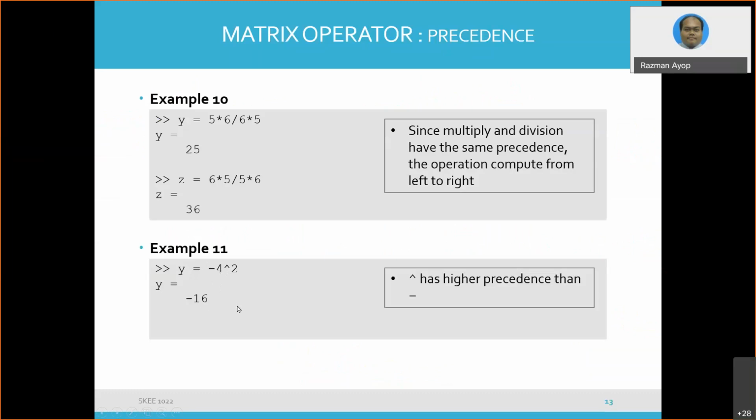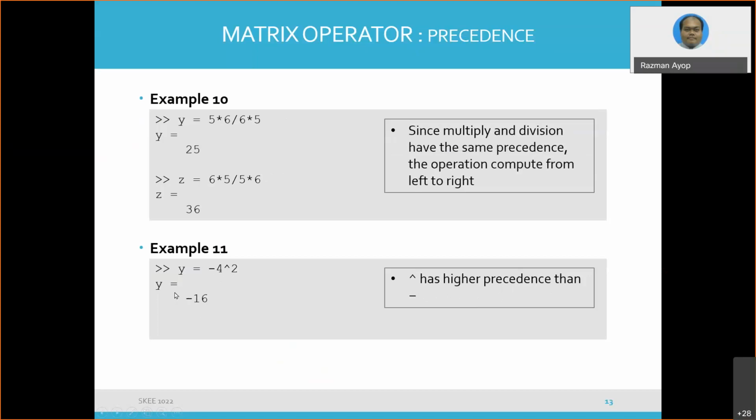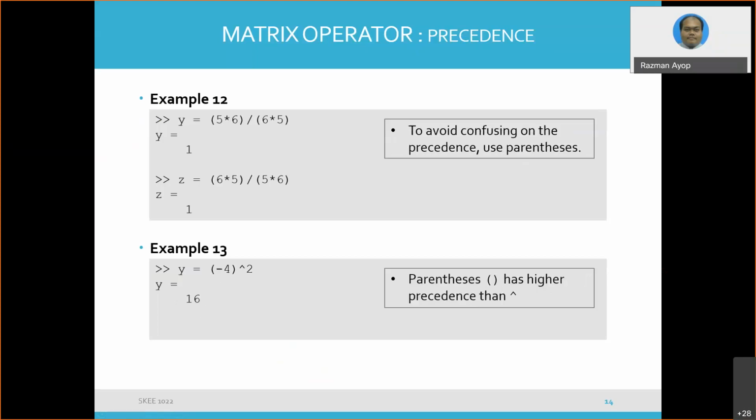So you can try using MATLAB. And for this example, you have bracket, because bracket has a higher level than the power of. So you have to solve in the bracket first. So negative 4 power of 2, you get 16. So negative multiplied by negative is positive. Example 11 and 13 are the same.